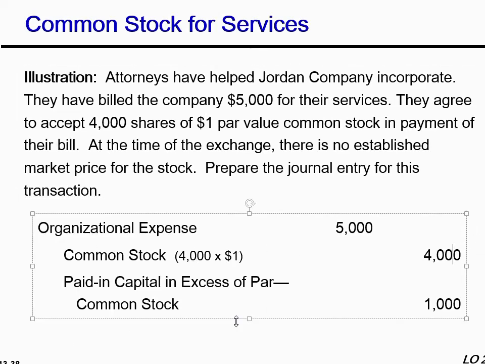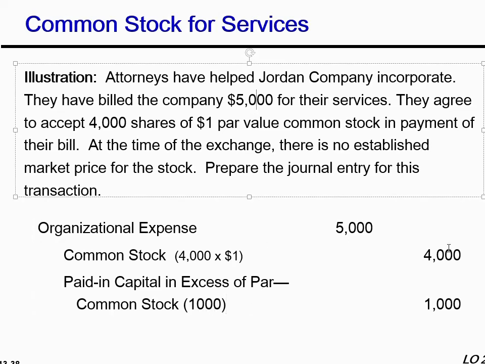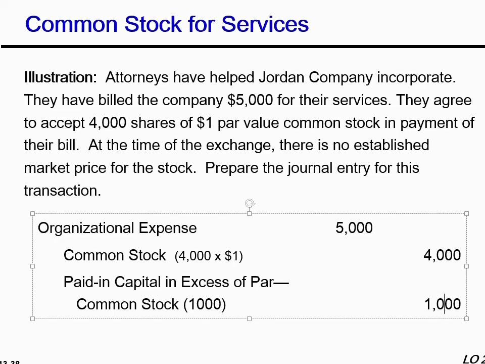Remaining will go to paid in capital in excess of par common stock. So remaining is how much? Remaining is 1,000, right? Full amount is 5,000. 4,000 I recorded here. Remaining is 1,000.